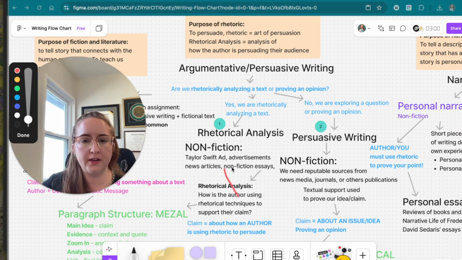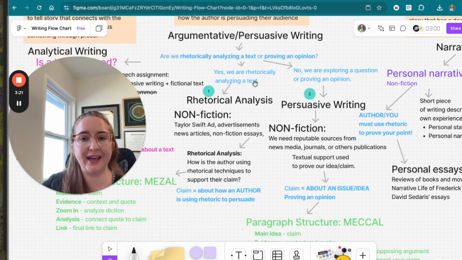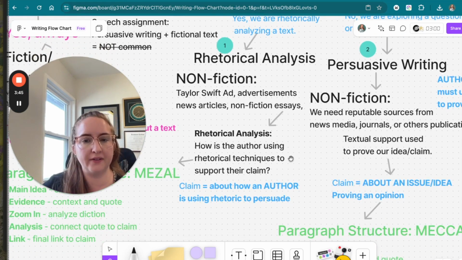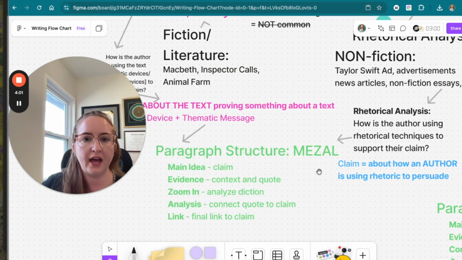So if we are rhetorically analyzing a text, then we're going to be engaging in rhetorical analysis. And this is going to be about nonfiction texts, all different kinds of advertisements, news articles, nonfiction essays. Then you're going to have your rhetorical analysis and look at how the author is using rhetorical techniques to support their claim. Your claim is going to be about how an author is using rhetoric to persuade. And you can still use this type of paragraph structure.